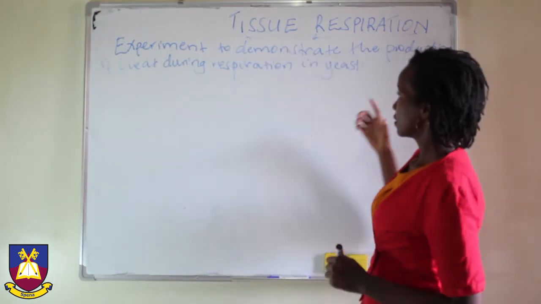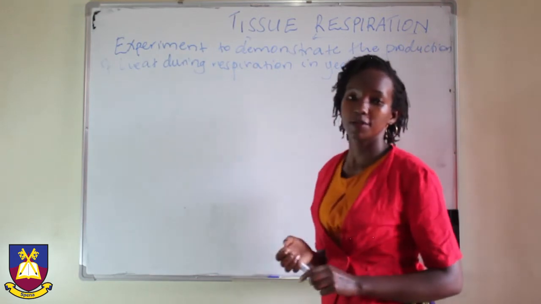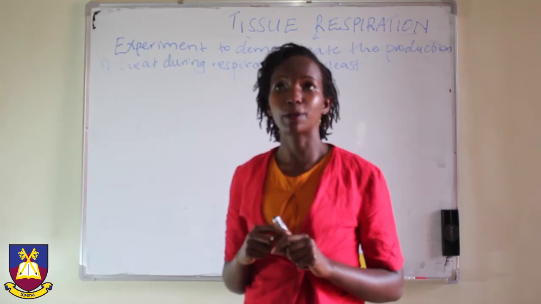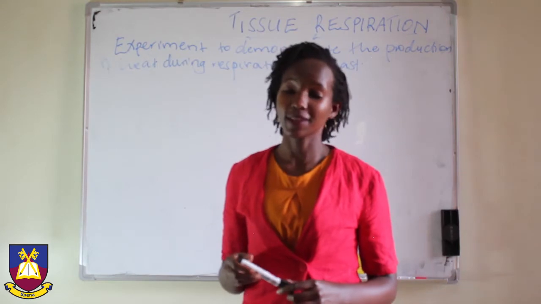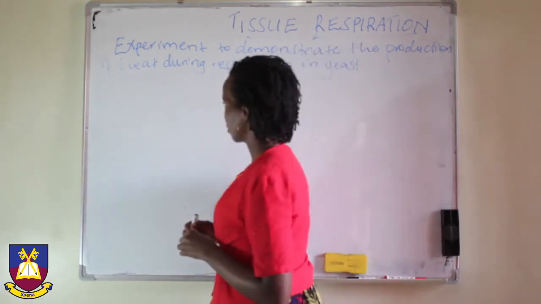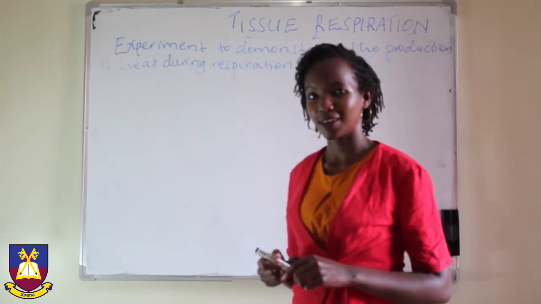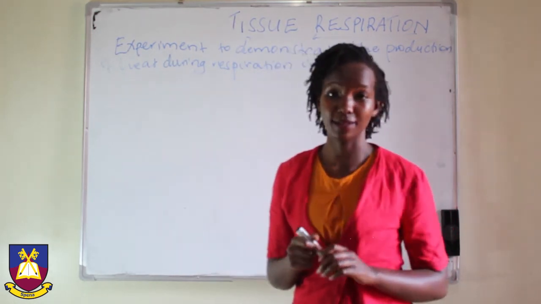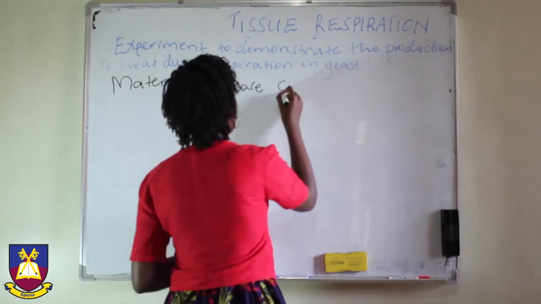Our next experiment is to demonstrate that heat is produced during respiration in yeast. Remember we said that during respiration we produce energy. Now some of that energy is heat energy, and it's actually the heat that keeps animals warm. Now yeast too, they produce heat. Now we're going to see how to carry out an experiment to prove that. And so what shall we need? We shall need a glucose solution.